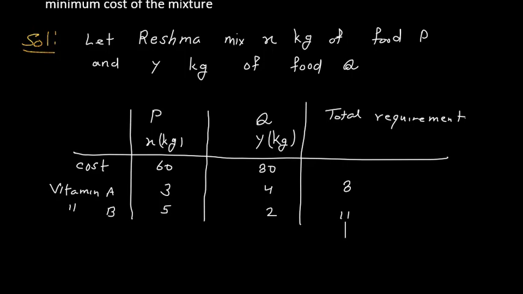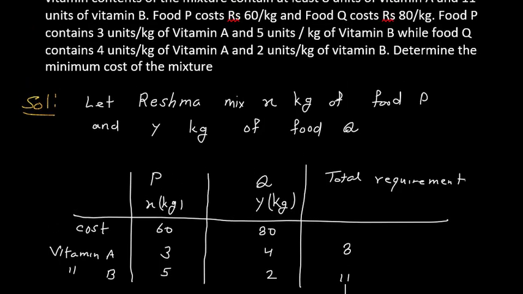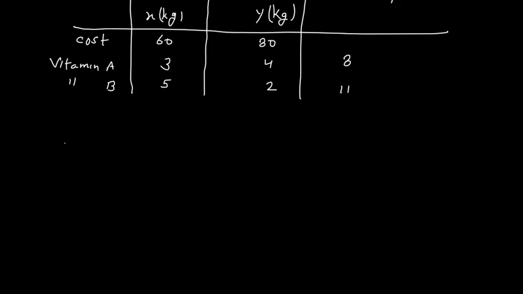Now from this data, I can understand that there are two types of food item, P and Q. The cost of 1 kg of P is 60 rupees, the cost of 1 kg of Q is 80 rupees. 1 kg of P contains 3 unit of vitamin A and 5 unit of vitamin B. 1 kg of Q contains 4 unit of vitamin A and 2 unit of vitamin B. From the mixture, I want minimum 8 unit of vitamin A and 11 unit of vitamin B, and I want P and Q in such a way that I will spend minimum cost. So let Z be the minimum cost.